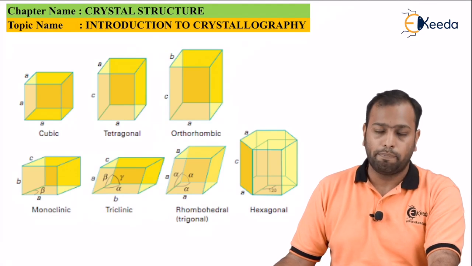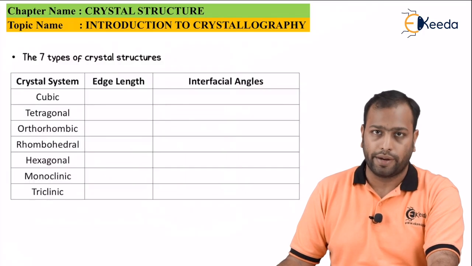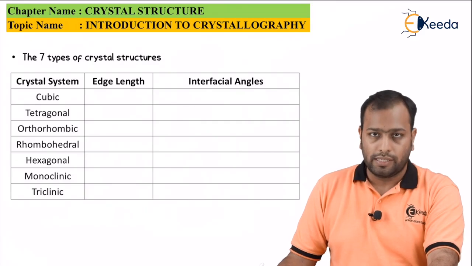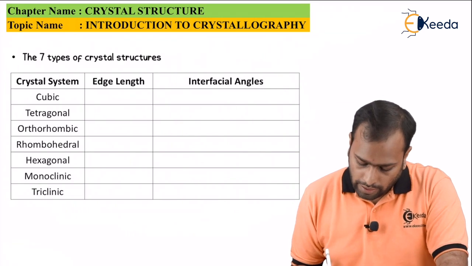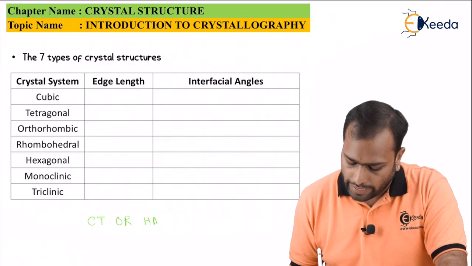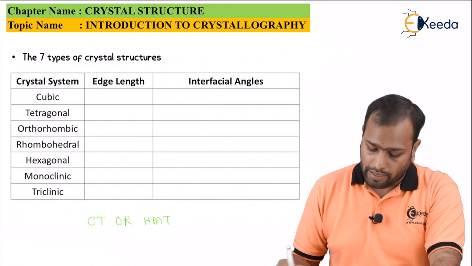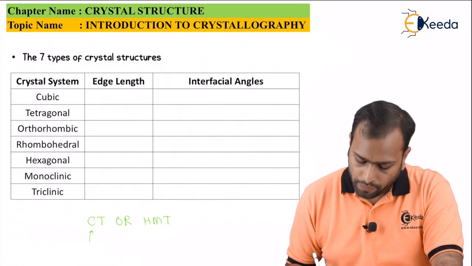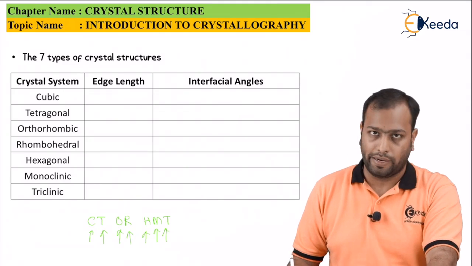How to remember these 7 types of crystal structures and their parameters? Well, for that we have a trick. You need to memorize a mnemonic as shown. Remember this: CTORHMT. Write the names of the crystal structures in the following manner. It stands for cubic, tetragonal, orthorhombic, rhombohedral, hexagonal, monoclinic and triclinic respectively.